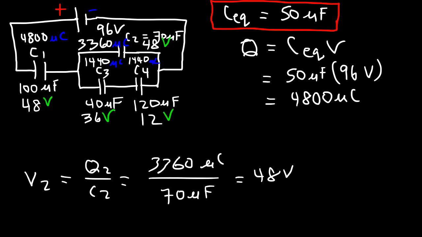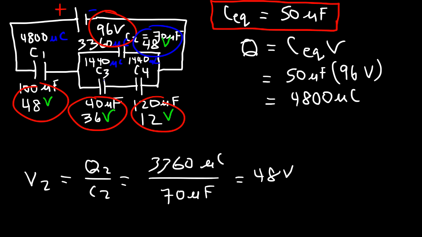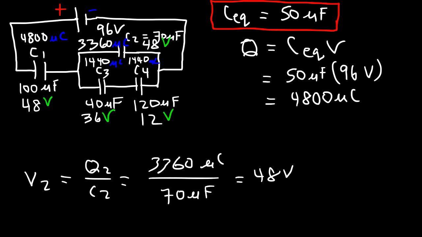So if we add these three values, 48 plus 36 plus 12, that gives us the voltage of the battery. Now you can't add this as well because that is already in parallel with those two values, so you can't add it twice. So that's it for this problem. You now have the voltage across every capacitor and a charge on each capacitor. Now let's work on one final example.